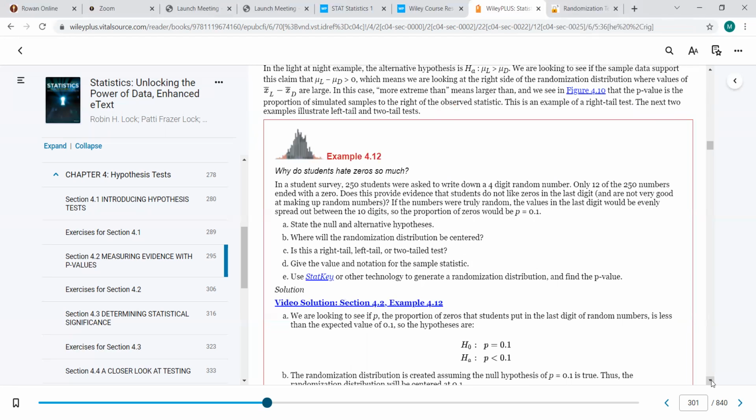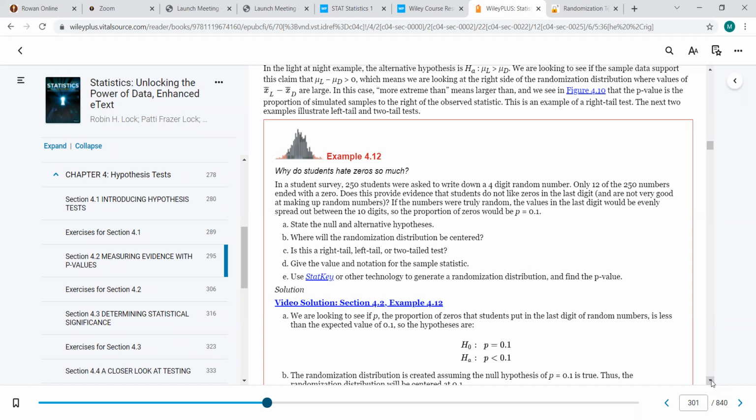In this case, it says there was a student survey of 250 students randomly selected, and they were asked to write down a random 4-digit number. We have 250 numbers in this sample. What we're looking at is the last digit of those 4-digit numbers. We want to see how many of the 4-digit numbers have a 0 as the last digit.